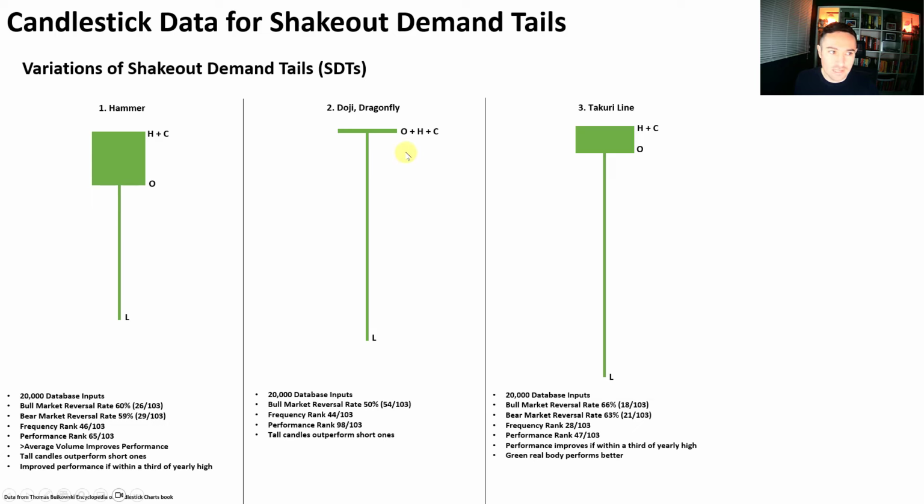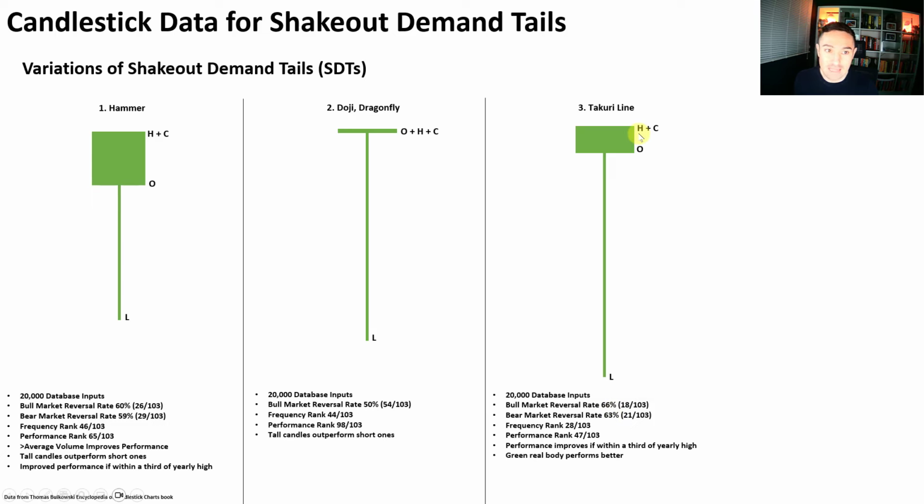So hammer candlesticks, doji dragonflies, and takuri lines make up what I call shakeout demand tails. Thomas Bulkowski in his book Encyclopedia of Candlestick Charts tested 4.7 million Japanese candlestick combinations. So what we can see here is we've got 20,000 database inputs for hammers, doji dragonflies, and takuri lines. You can see the reversal rate: 60%, 50%, and 66%. Guess what? It's not 100%. When you identify one of these, you're not going to be right 100% of the time. This is why risk management is very important, which we'll talk about when we come onto the chart examples.